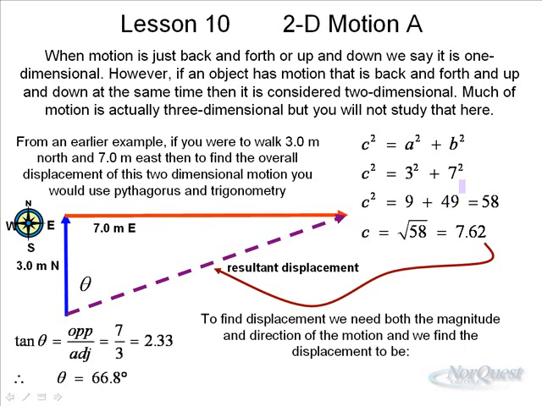In this case, the tangent of theta is equal to the opposite over adjacent, 7 over 3, 2.33. When you go inverse tan, you get 66.8 degrees. And of course that means 66.8 degrees east of north. We use north as our reference point, and we use how many degrees east of north. That's a good way to describe motion. So our final answer: 7.62 meters at 66.8 degrees east of north.